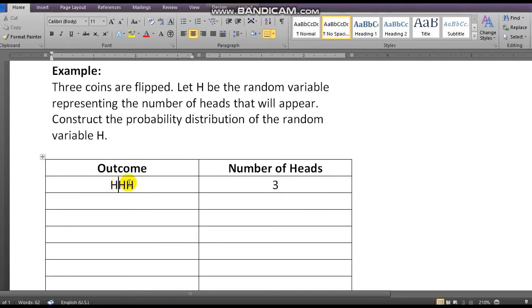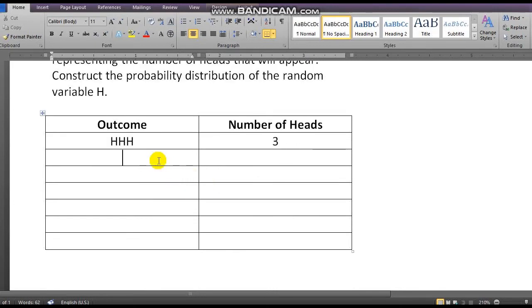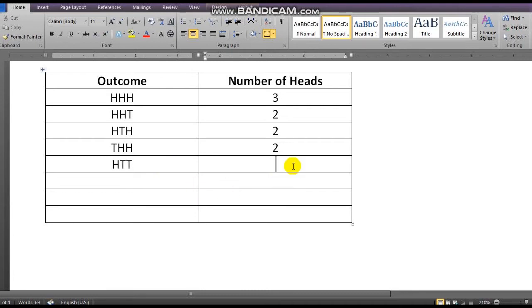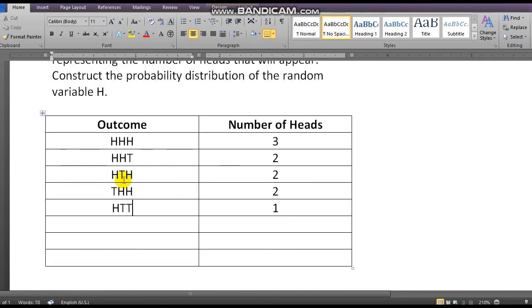So heads, heads, heads. The number of heads is 3. Another outcome would be heads, heads, tails, where the number of heads is 2. It can also be heads, tails, heads. It is also 2. Or tails, heads, heads. The number of heads is still 2. We can also have heads, tails, tails. The number of heads is 1. Take note that what we're doing here is just listing down the possible outcomes where heads will appear.